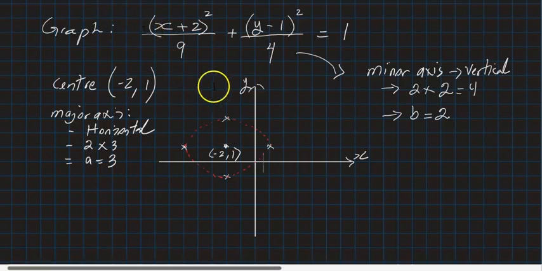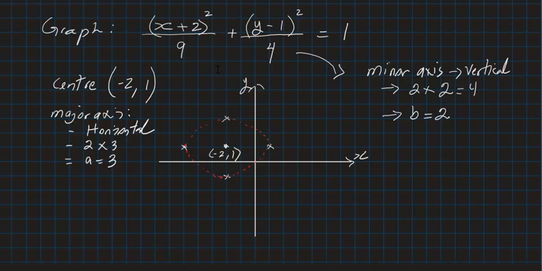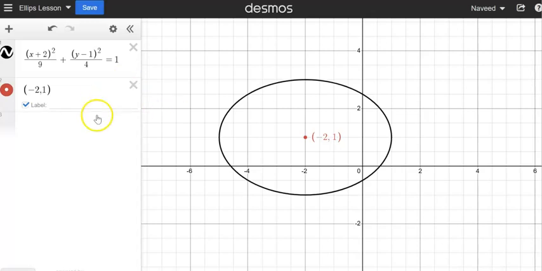Now we can graph this and make sure that it is correct using Desmos. So let's quickly do that. All right, so I use Desmos. Here is the equation with the center minus 2 and 1. Here's the center, minus 2 and 1. And this is the most accurate, obviously. My original graph, as you can imagine, was not as accurate. But here we're using Desmos, and it's perfectly drawn, and it matches what we have talked about.